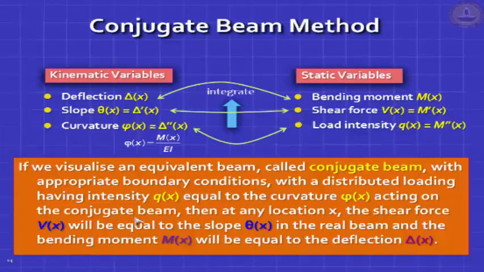This should be the real beam, right? Then at any location x, the shear force V of x in the conjugate beam will be equal to the slope theta of x in the real beam, and the bending moment M of x in the conjugate beam will be equal to the deflection delta of x. That's a summary of what I told you.